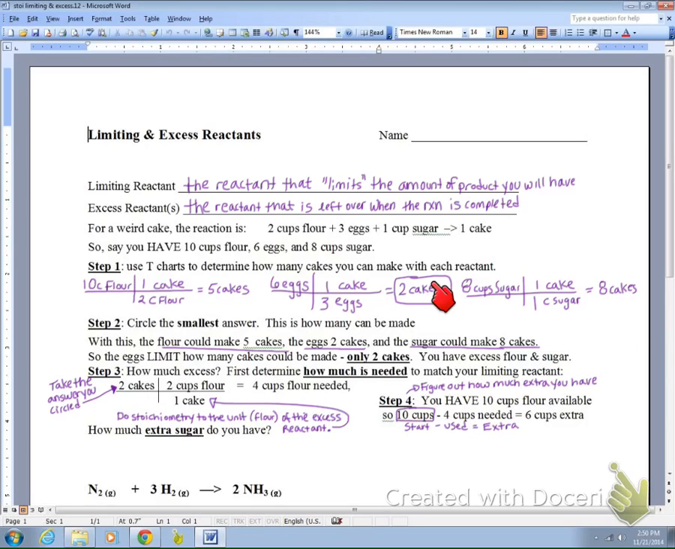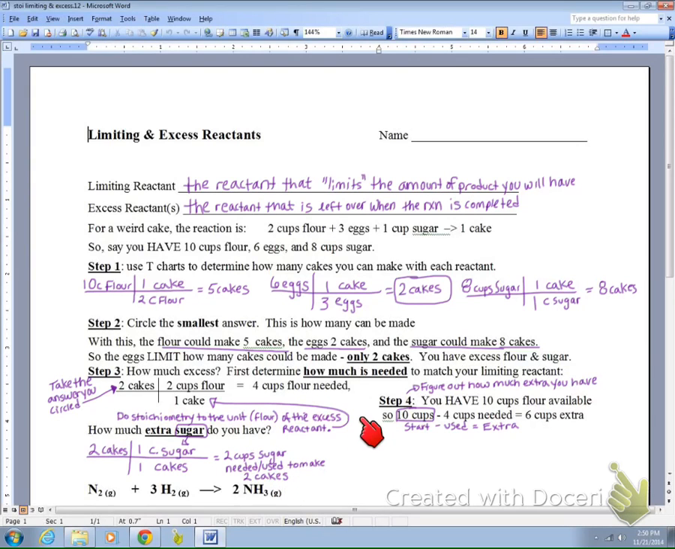How much extra sugar do I have? I'm going to start with my circled answer here, and do stoichiometry back to the units of my excess reactant. I'm going to go 2 cakes, and I know cakes goes on the bottom and sugar goes on the top. I'm going back to the units of my excess reactant, cups of sugar, and that will be really helpful because sometimes this might be a longer T-chart. I know that 1 cake equals 1 cup of sugar, so in order to make 2 cakes, I need 2 cups of sugar.